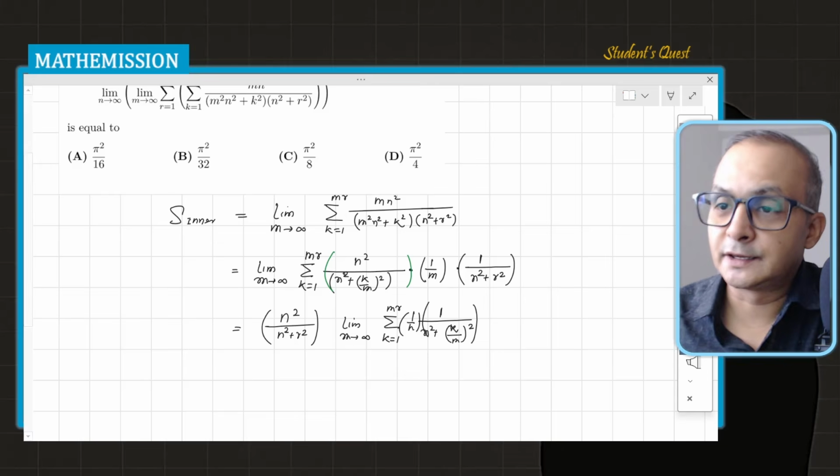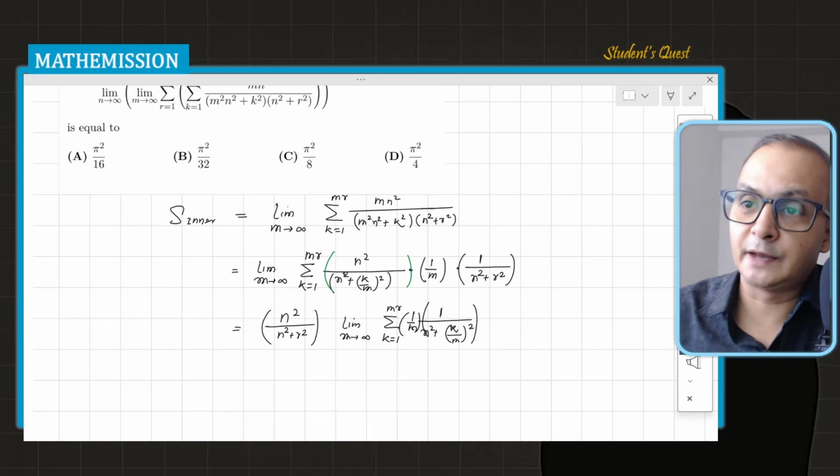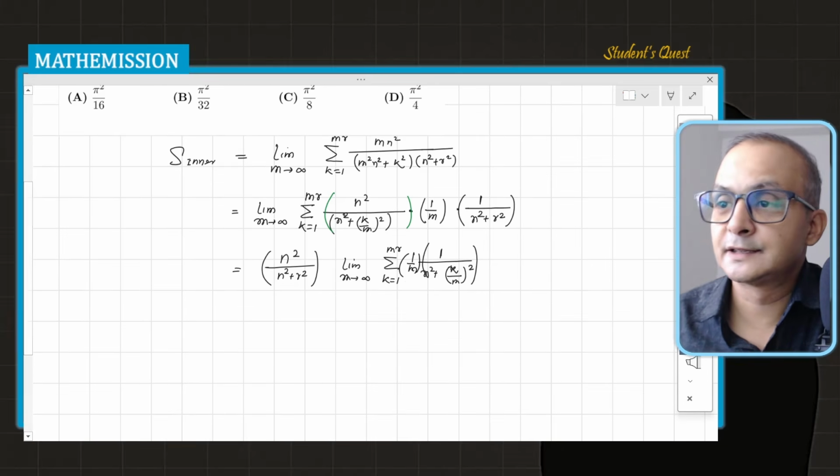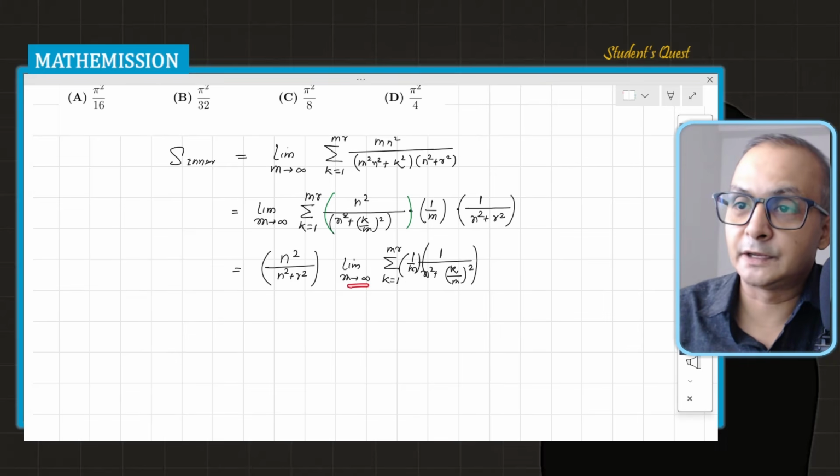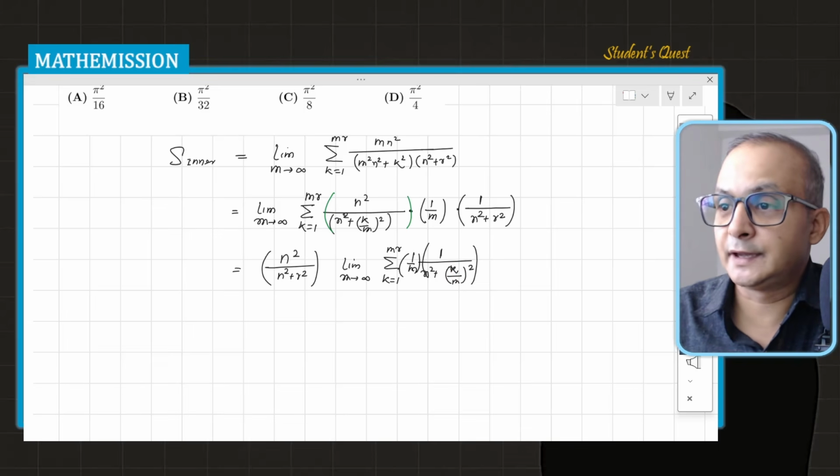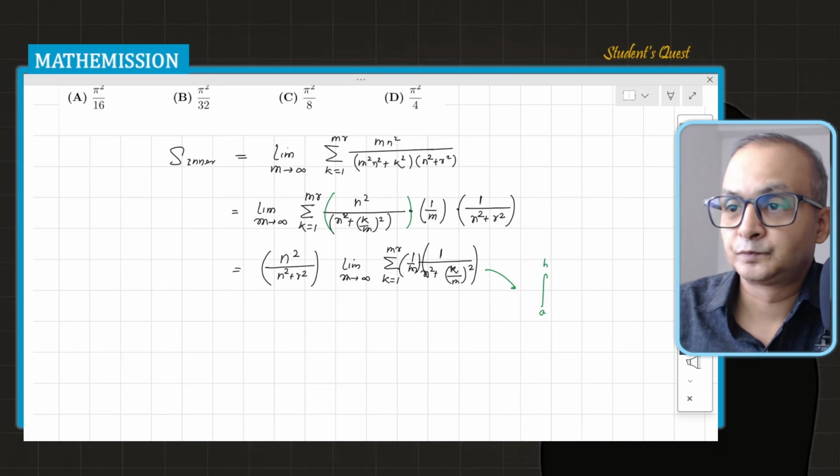So now we understand that this 1 by m can be written as dx, then limit m tends to infinity, this k by m can be written as x. But there's one thing, how do we change this limit? So the idea is that we are going to turn this whole thing into the integral from a to b of f(x) dx.